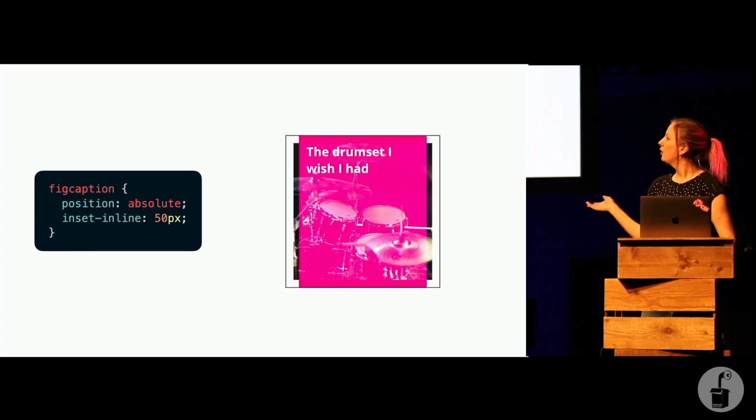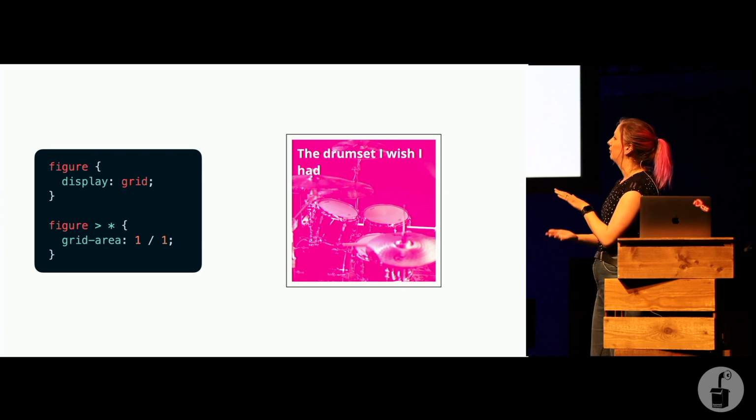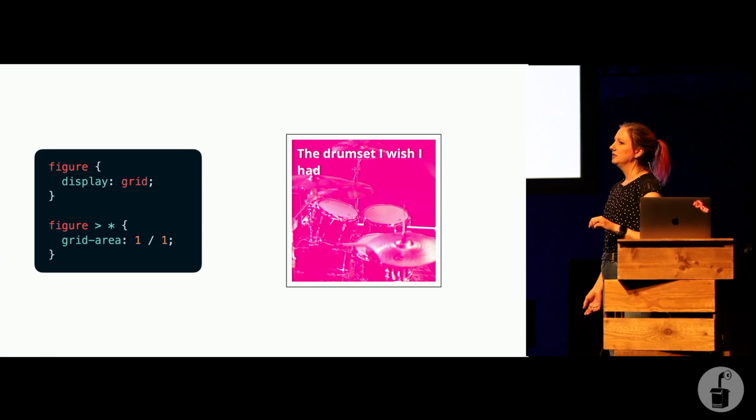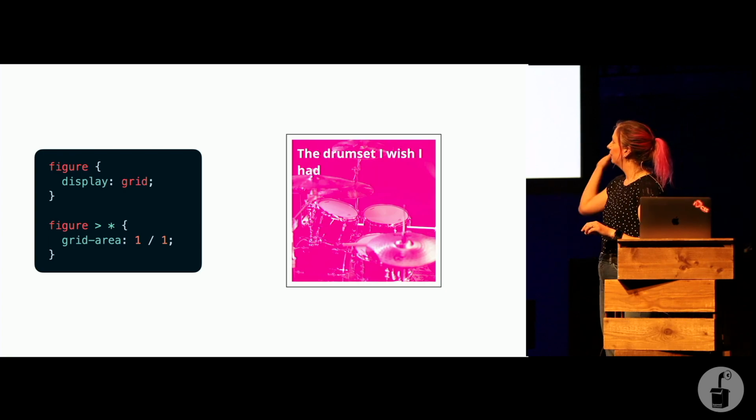But there is another way we can place items on top of each other, which doesn't involve absolute positioning, and that is using grid. So we can make our entire figure a grid, and then place all direct children of that grid into one grid cell, and they'll just be stacked on top of each other. And this solution has some things to recommend it. So you might notice one difference here is that actually, we can still see the padding on our grid.